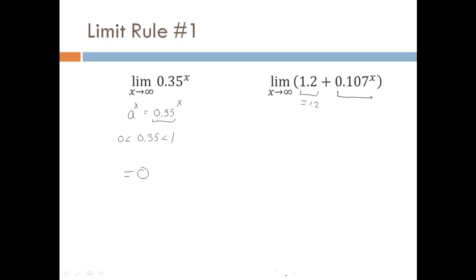This part here, if we look at 0.107, that's definitely, again, a number between 0 and 1, and it's raised to the x power. So by our rule, if we look at the limit as x approaches infinity, then this limit is equal to 1.2, since the 1.2 is a constant, plus we know the 0.107 to the x power by our rule is going to turn into a 0. So the final value of this limit is just 1.2.